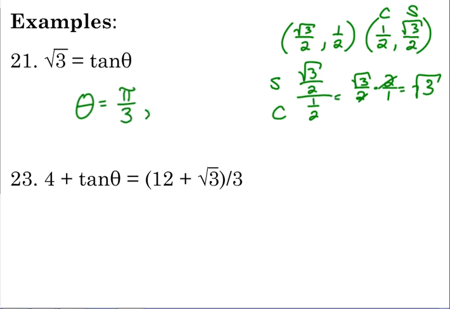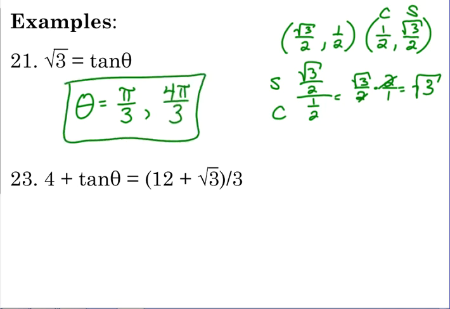Now, there's another angle that would give us positive square root of 3 for sine over cosine. What quadrant would that happen in? Third quadrant, because both are negative. So pi over 3 in the third quadrant is 4 pi over 3. Okay.